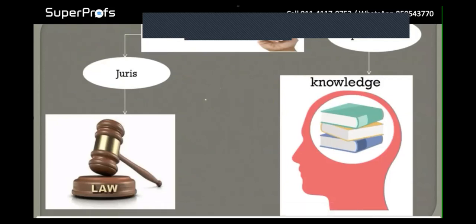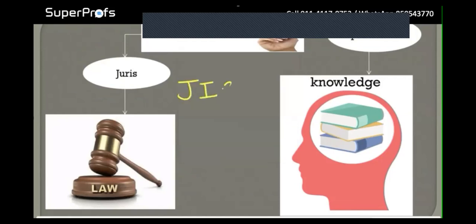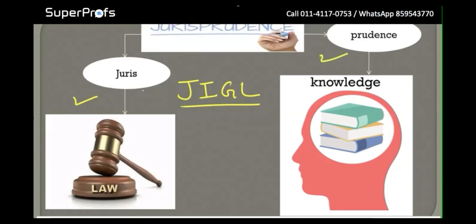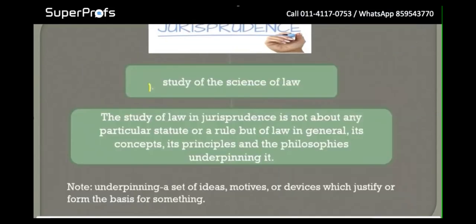Now let us come to jurisprudence. This is important. In fact, the name of the subject is Jurisprudence, Interpretation and General Laws. So jurisprudence, what is it? Juris means law and prudence means knowledge. Very simple. The knowledge which you have about the law is broadly the study of jurisprudence. So juris is law and prudence is knowledge. So the proper knowledge of the law; we also call jurisprudence legal theory. Jurisprudence can also be called legal theory. So it is the study of the science of law.